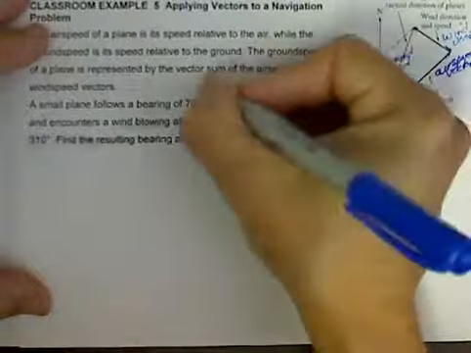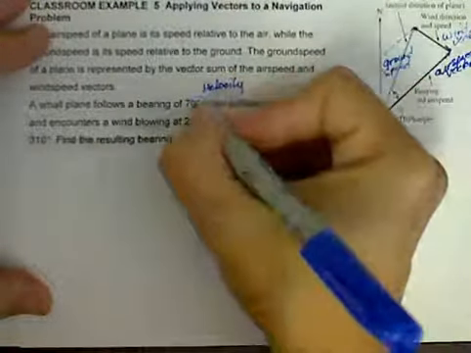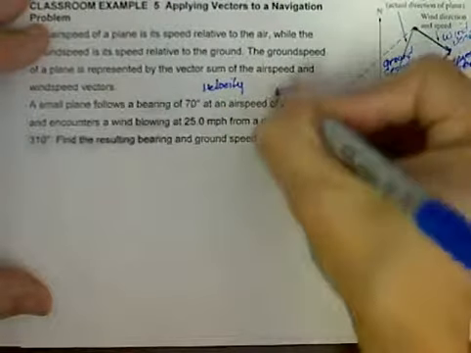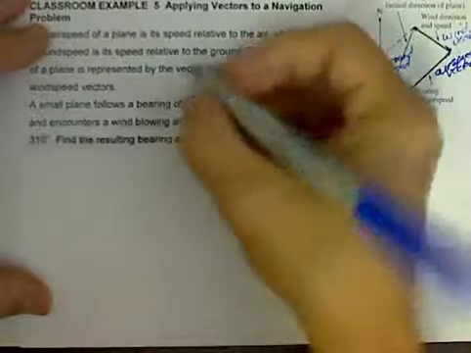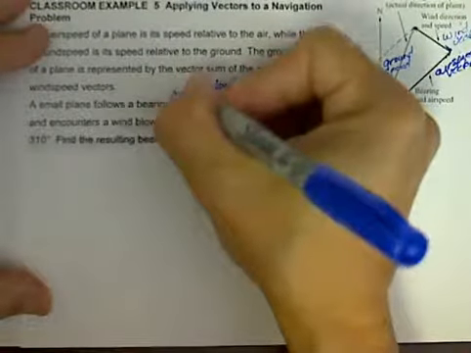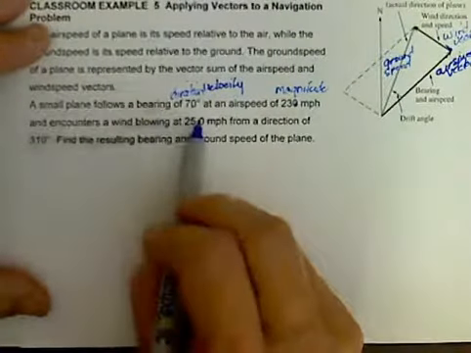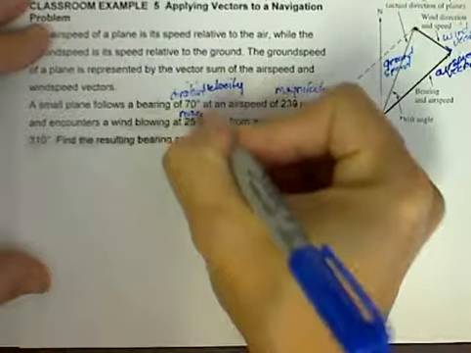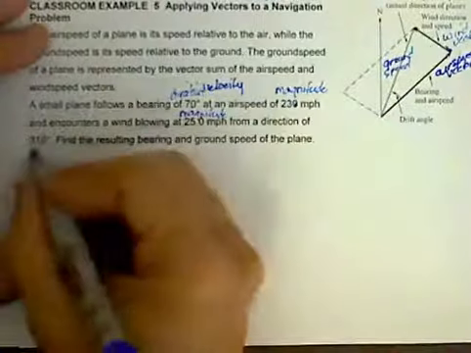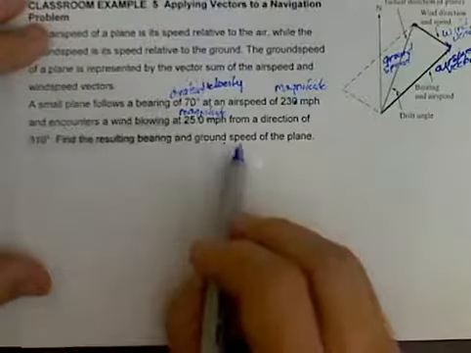So this is talking about our airspeed as a velocity. It's got a direction and it's got a magnitude. So this is our magnitude, and this is going to tell us our direction. Then we're also going to have a wind speed vector that has a magnitude of 25 miles per hour, and this tells us the direction.